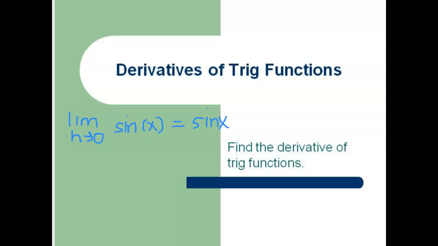The limit as h approaches 0 of cosine x, lo and behold, then, is cosine x.